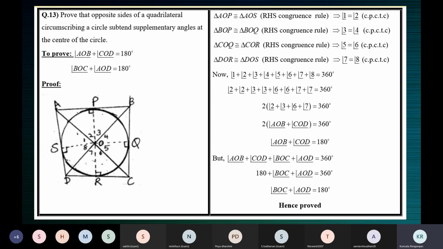Using this property, we just proved that AOB plus COD is 180. This one plus this one is 180. So if this is 95 degrees, nothing else will be given. You will be given this figure and this angle is 95. Find the measure of this angle. And the measure of this angle will be 85 degrees, because they have to be supplementary.